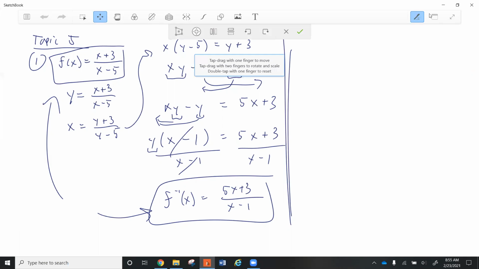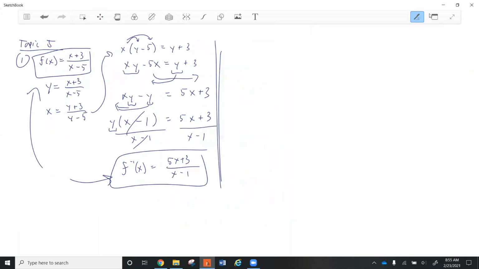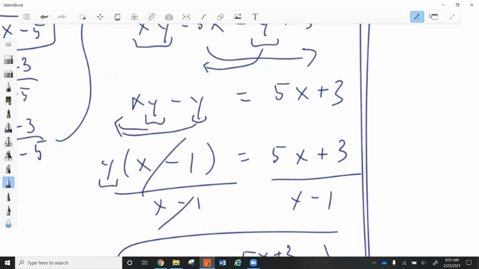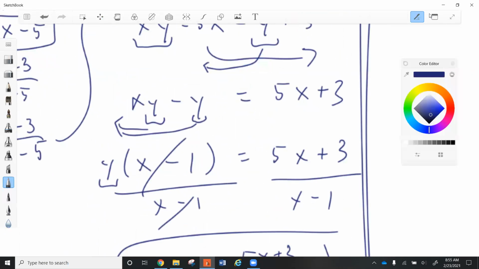That's great. So, questions on that one? How did you get the x minus 1? Right, good question. It came from right here. If I take out, I've got this y, right? And both of these terms have a y in them.